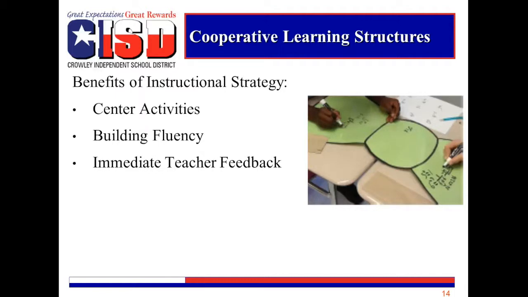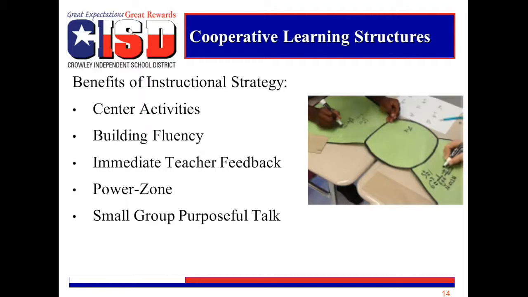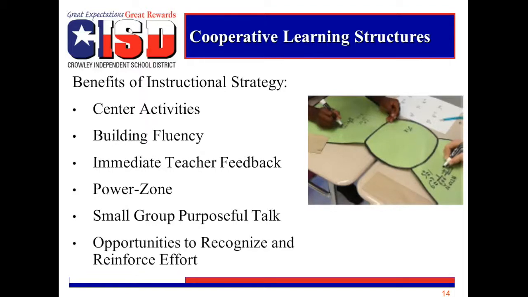After working in this format, students are likely to be better prepared to advance to independent work. These methods incorporate working in the power zone, small group purposeful talk about the learning, and opportunities to recognize and reinforce effort from the Fundamental 5.